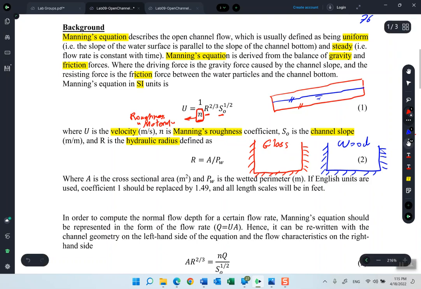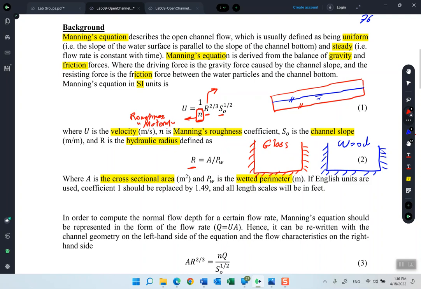Great, so what about the hydraulic radius? Actually, hydraulic radius does not have an easy physical meaning, but I can explain it for you. It's a ratio between two other physical things: the cross-sectional area and the water perimeter. As you can see from this equation, R equals the area of the cross-section divided by the water perimeter.